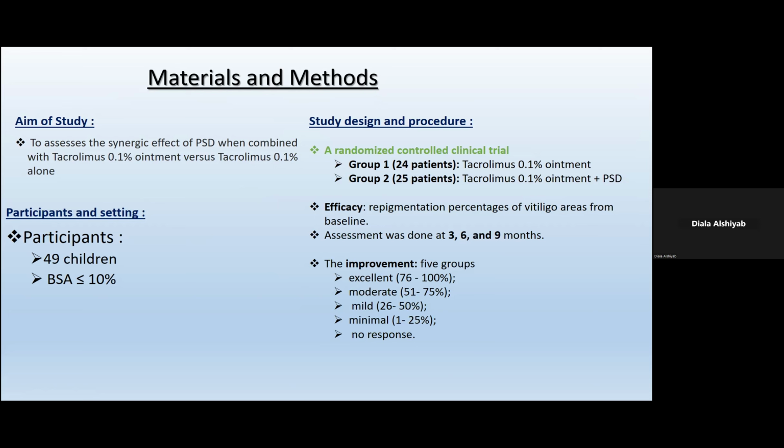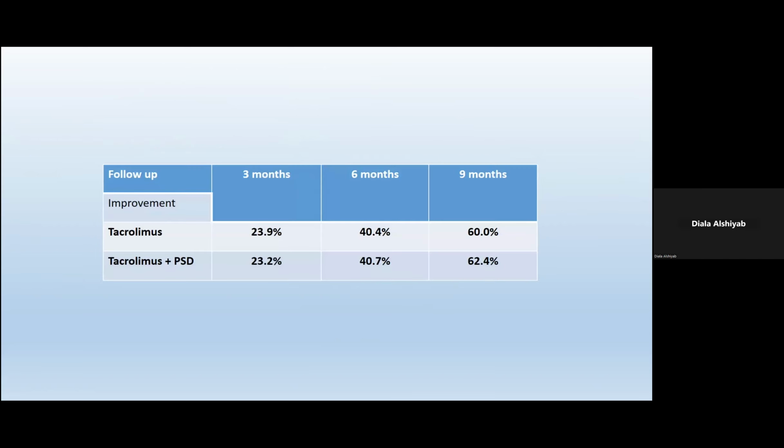Group 1 received only tacrolimus, while Group 2 received tacrolimus in combination with pseudocatalyst superoxide dismutase. Efficacy was assessed by the repigmentation percentage of the vitiligo area from baseline, done at 3 points: after 3, 6, and 9 months. We divided the improvement into 5 groups, as previously mentioned: excellent, moderate, mild, minimal, or no response. So the findings were as follows.